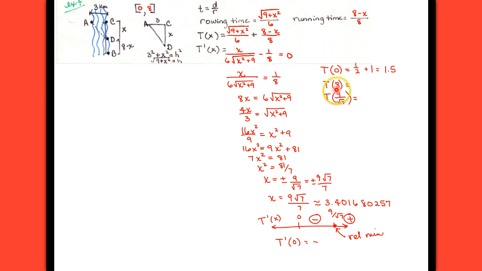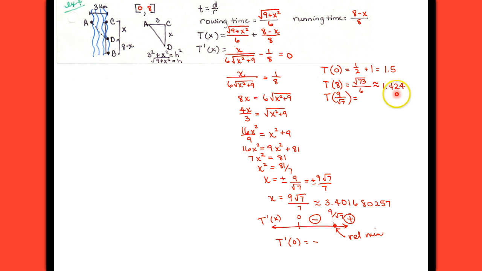If we're putting 8 in the place of x, then we're saying that he is rowing straight from A to B. He's covering the entire shoreline, 8 kilometers, by rowing, so there will be no running time. So if we plug 8 back into the original equation, putting 8 in for x, we're going to get 9 plus 8 squared, or 9 plus 64, so we'll get square root of 73 over 6. And then here, 8 minus 8 would give us 0. So again, there would be no running time because you're not running. The entire thing is done by rowing.